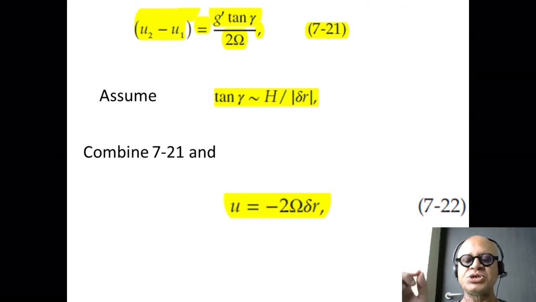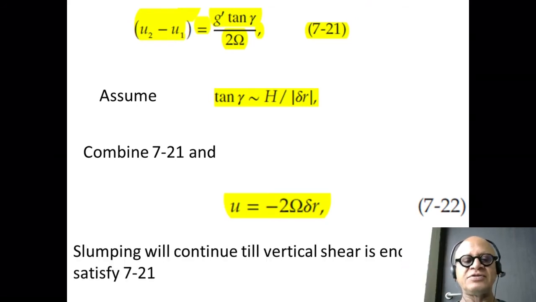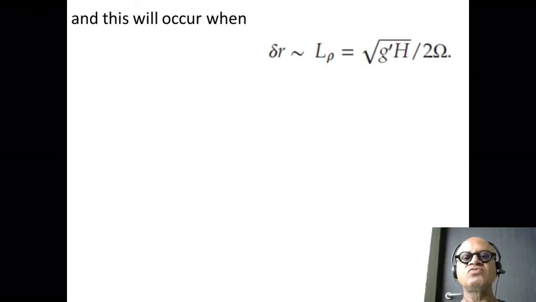The change across the front created by the slumping. So the slumping will continue till the vertical shear u2 minus u1 is enough to balance this gravitational pull, right? Remember, this is the reduced gravity which is pulling down the heavier water, and rotation is modifying this. So that's the balance we are looking for, and this will happen when delta r is equal to square root of g prime h.